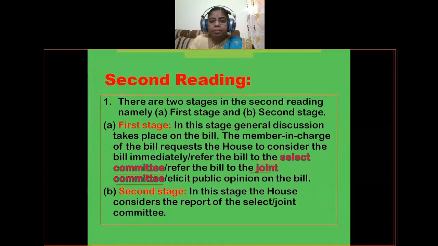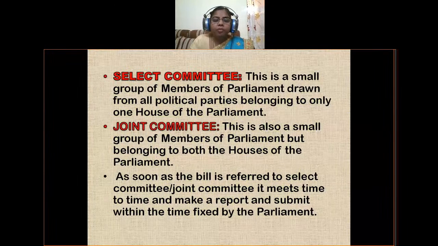Next, refer the bill to the joint committee. So let us see what a joint committee is. A joint committee is also a group of members of Parliament, but belonging to both houses of Parliament. That is the difference between a select committee and a joint committee. A select committee consists of members of only one house, and a joint committee consists of members of both houses of Parliament.